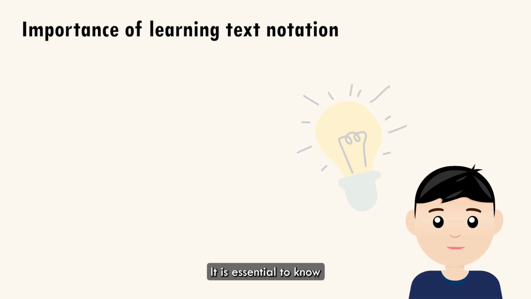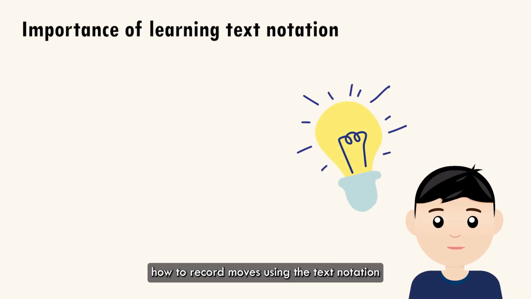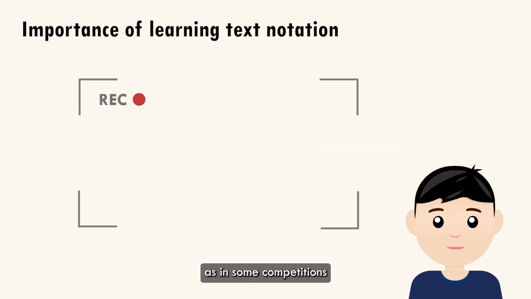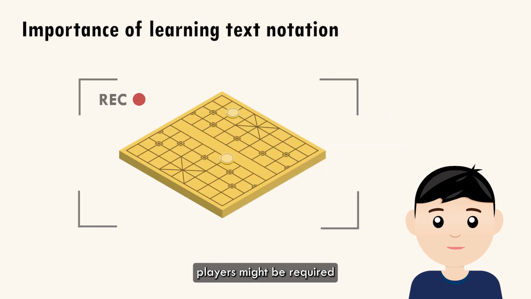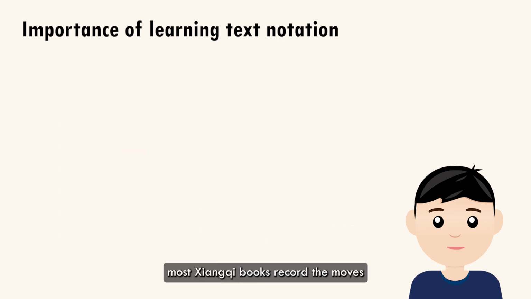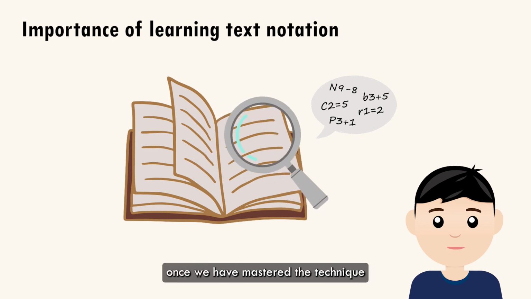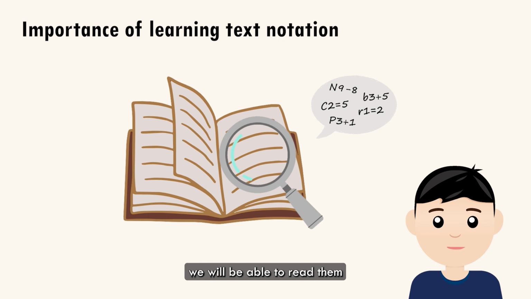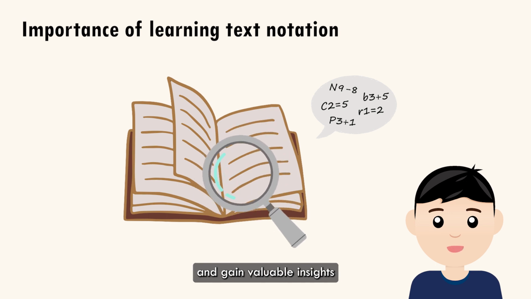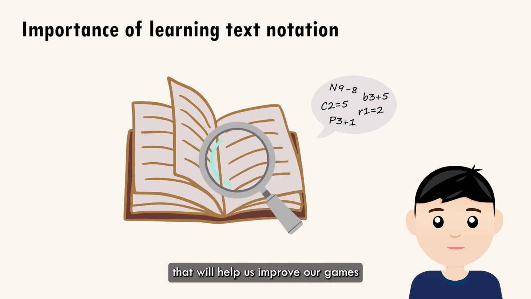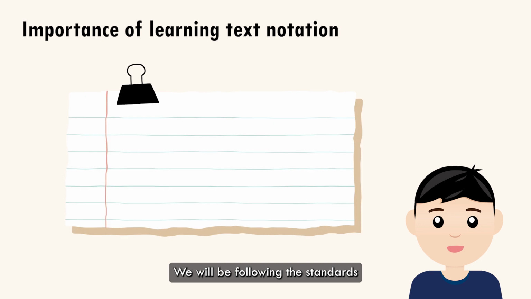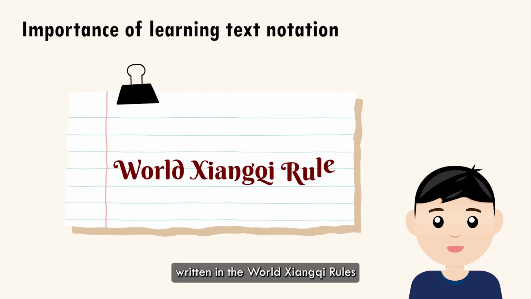It is essential to know how to record moves using the text notation, as in some competitions, players might be required to record their game using this method. Furthermore, most Xiangqi books record the moves using the text notation. Once we have mastered the technique, we will be able to read them and gain valuable insights that will help us improve our games. We will be following the standards written in the World Xiangqi rules.